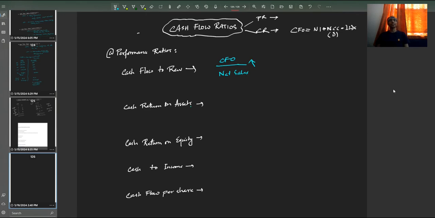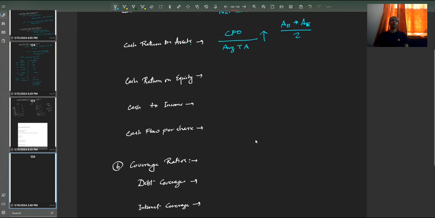Cash return on assets. This is cash flow from operations divided by average total assets. You want this number also to be high. Average total assets is basically assets in the beginning of the period plus assets in the ending of the period divided by 2. Cash return on equity. This is CFO by average shareholders equity. Obviously, you want this number also to be high.